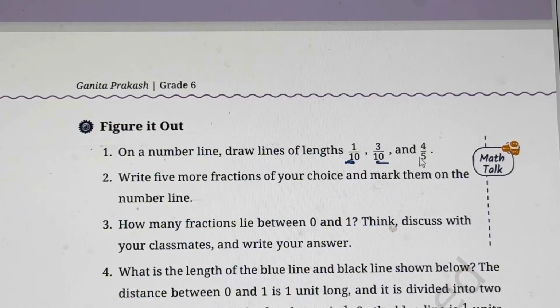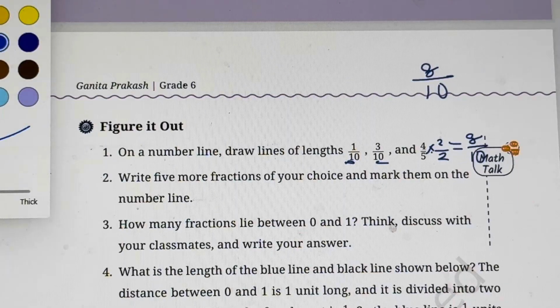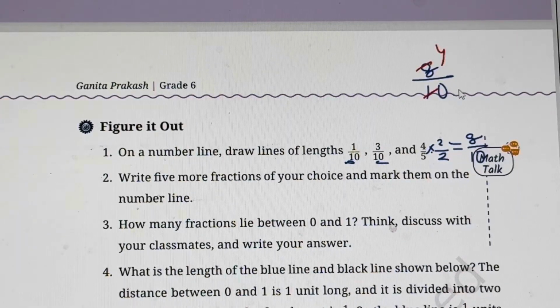What we will do? We will change this 5 into 10. How can we do that? 5 2s are 10. Now when you are multiplying 5 by 2, you can't just multiply the denominator. You have to multiply both the numerator and the denominator. So it becomes 8 upon 10. So 4 upon 5 is actually 8 upon 10. Because if I reduce 8 upon 10, 2 4s are 8 and 2 5s are 10, so it is 4 upon 5. Right? So 4 upon 5 is equal to 8 upon 10. Now it's easy for you to represent because all the denominators are the same.